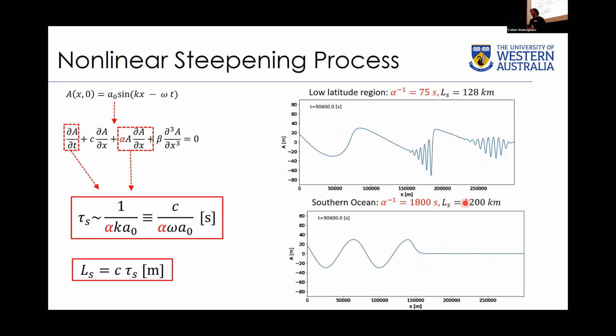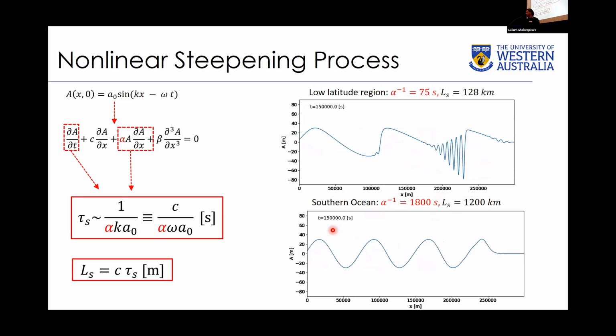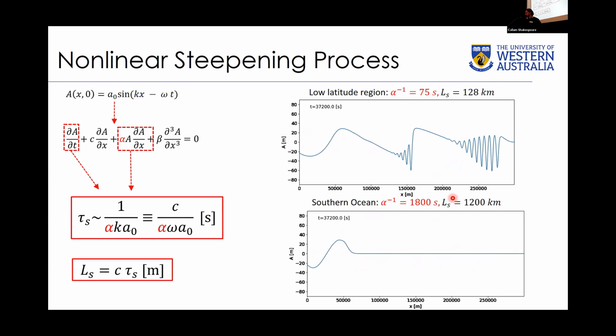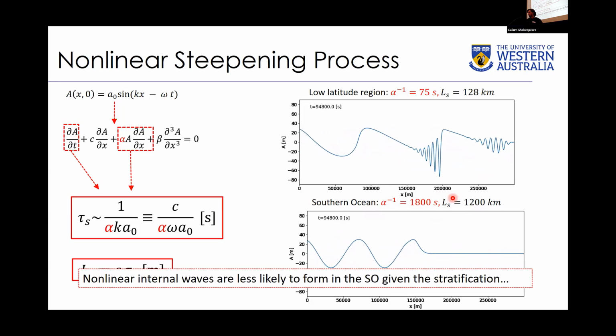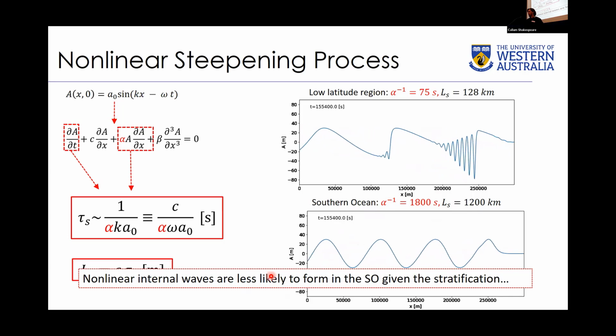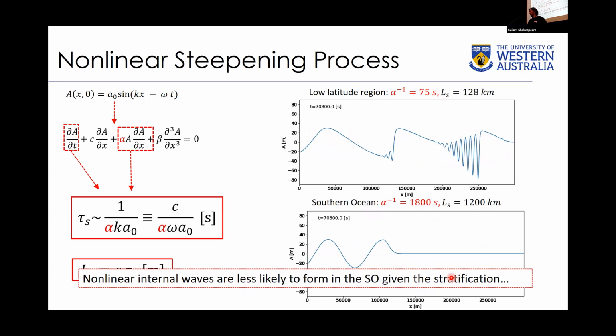So basically the waves, given the differences in stratification, require much more distance to steepen. And so we can say they're less likely to form given the stratification. And I haven't even talked about rotation, and I'm not going to, but that's another influence.